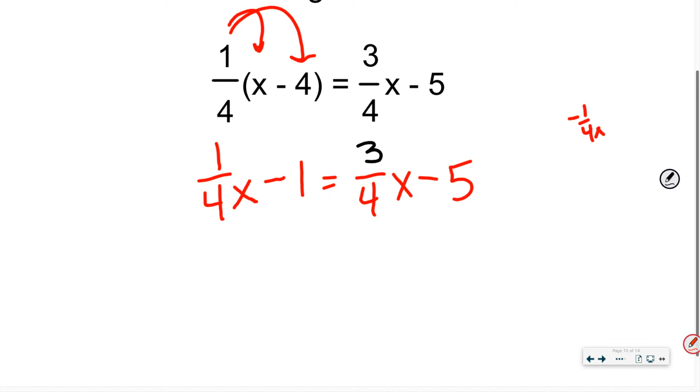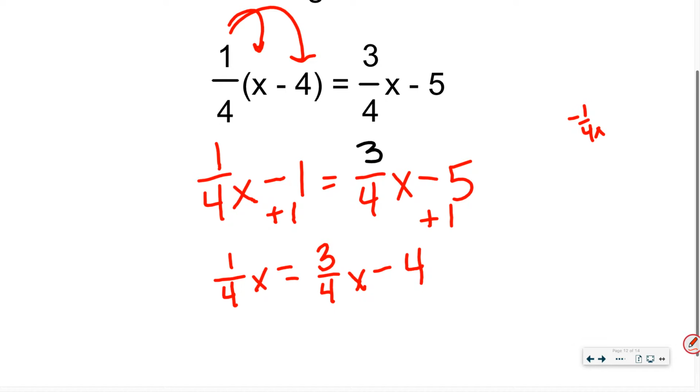Okay, so what I did was, you add 1 on the left side, and then you add 1 on the right side, and then you multiply. Okay, so 1/4 x equals 3/4 x minus 4.